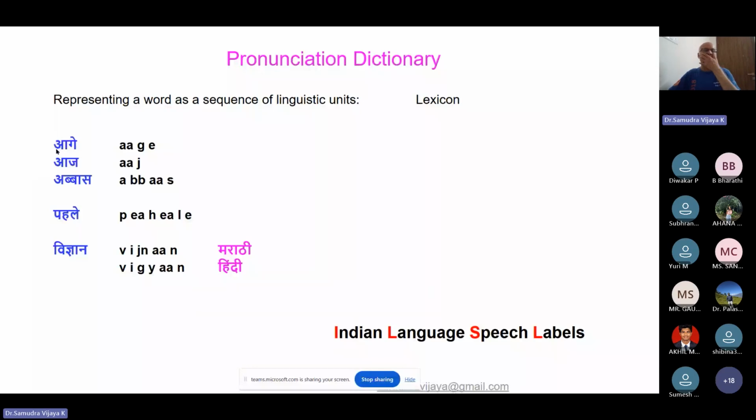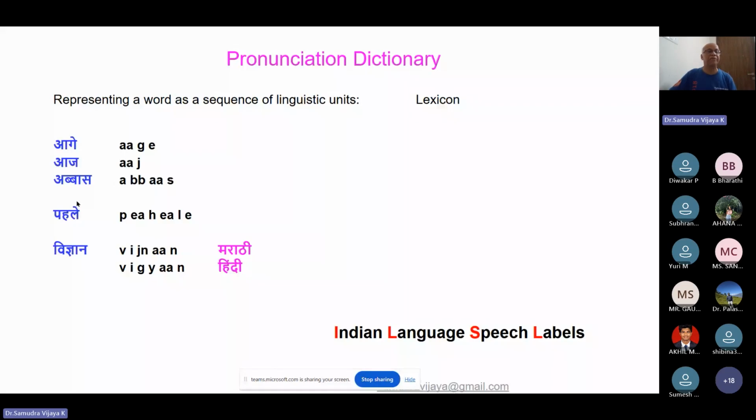For example, the word age has two aksharas, A and Ge. A is written as long A. Ge consists of the consonant G and a vowel A. Similarly, Aj, it is not Aja. In Aj, the final A should not be pronounced. Abbas, with a double B, is also there.